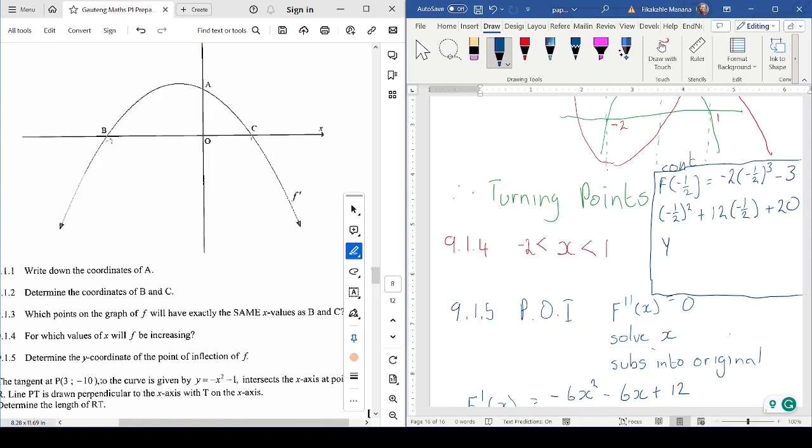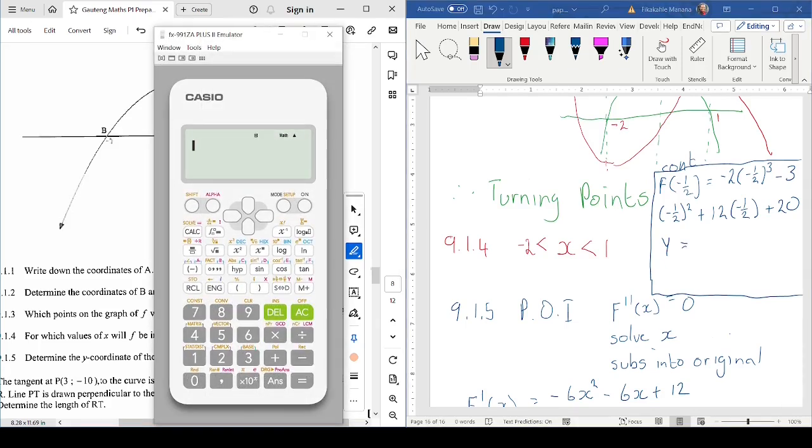Okay, now this will give us the y value that we're looking for, because remember the question said determine the y coordinate of the point of inflection, right? So they want just that y value. So if we put this in a calculator, we will get that value. Okay, so we'll put exactly as it is. Minus 2, open a bracket, it's minus a half, go to the side, close the bracket.